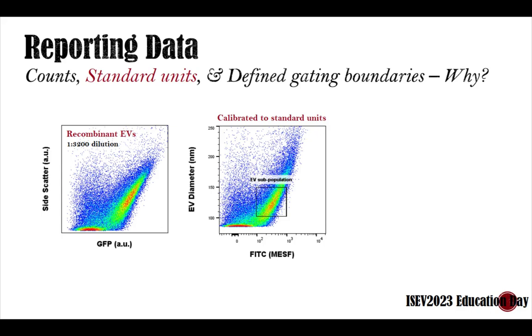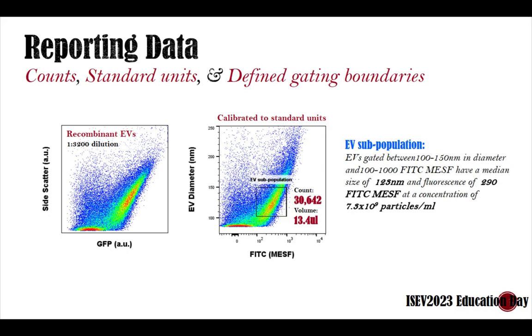Because when you draw a population, you can then do something like this. On the left-hand side, you have your recombinant EVs in arbitrary units. On the right-hand side, you've got your scatter calibrated to EV diameter, and you've got your fluorescence calibrated to FITC MESF. Now, technically correctly, it's probably FITC ERF, but for simplicity's sake, we're going to call it MESF today.